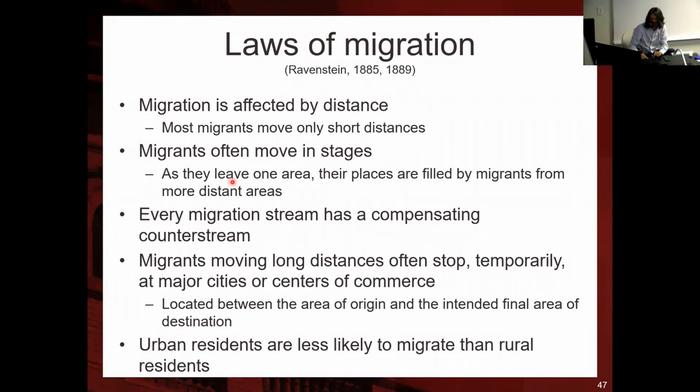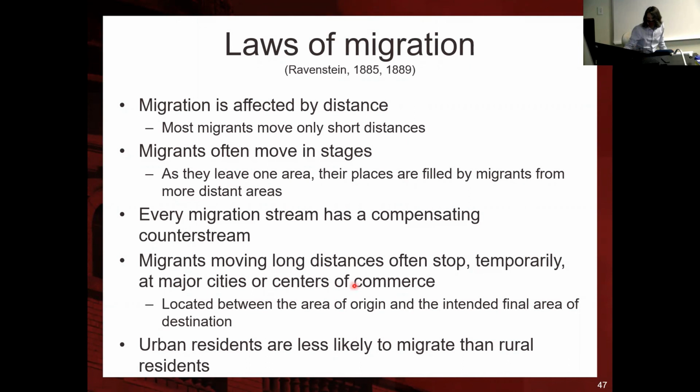Every migration stream has a compensating counterstream. If we have a high migration from other states in the US to Texas, there is also migration from Texas to these other states. Maybe at lower levels, but you also have it, because you create this network of flows. The same thing you can say about international migration. If you have migration from Asia to the US, from Latin America to the US, you also have migration from the US to these other places, maybe at lower levels, but also influenced by the networks created between these different countries.